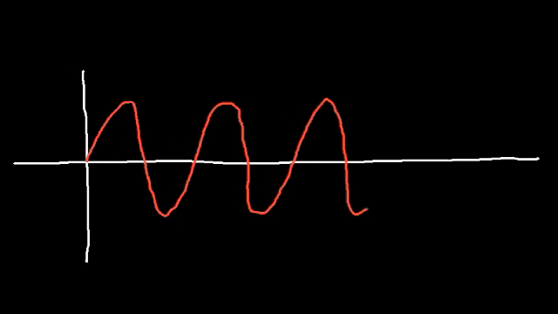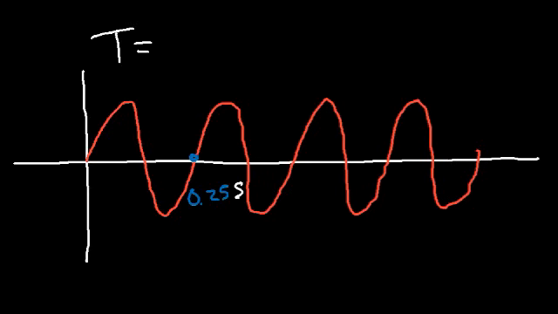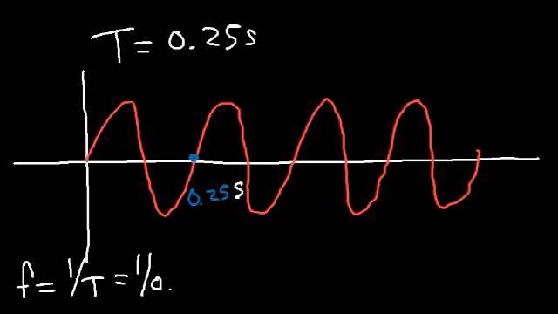Let's try another example. Now let's say this point represents 0.25 seconds. What is the frequency and what is the period? So notice that we have the time it takes to complete 1 cycle. That's the period. So therefore the period is 0.25 seconds. Now to calculate the frequency, it's 1 over the period. So 1 divided by 0.25 gives you 4, or 4 hertz, which is 4 cycles per second.